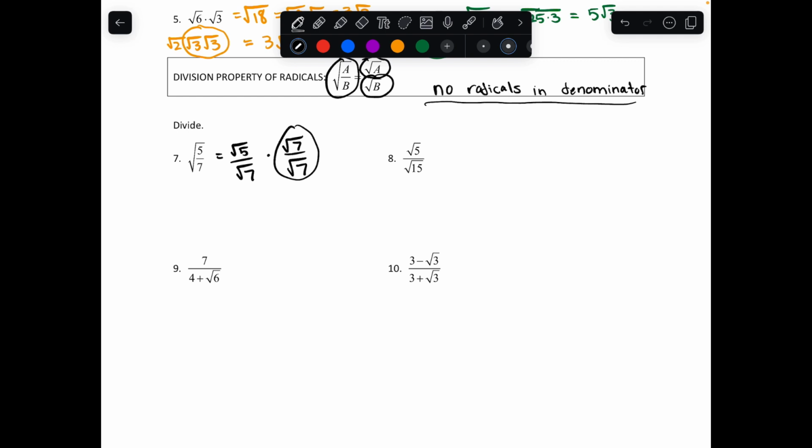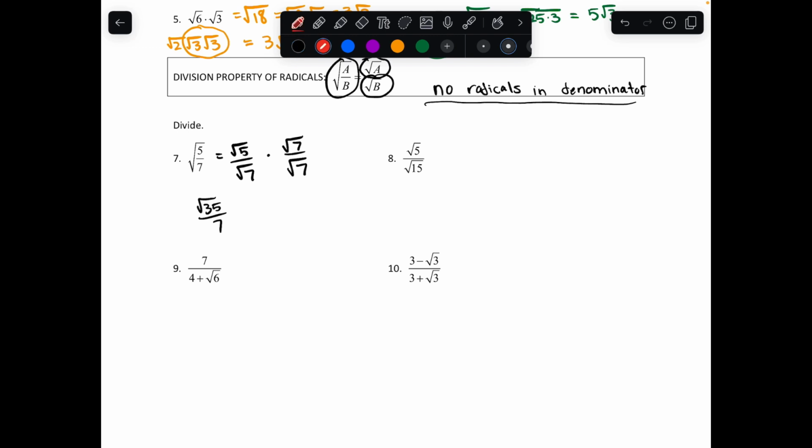this does allow me to multiply the square root of 7 times the square root of 7, which will get rid of my radical. So this becomes the square root of 5 times the square root of 7, which is the square root of 35 divided by the square root of 7 times the square root of 7, which is just 7. Now I can't rewrite 35 as a perfect square times a number, so we'll just leave it like that, and that's our final answer.